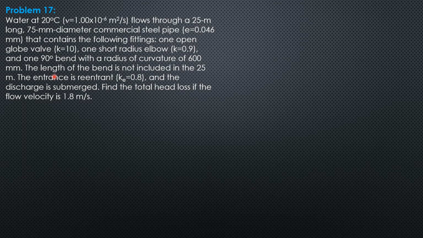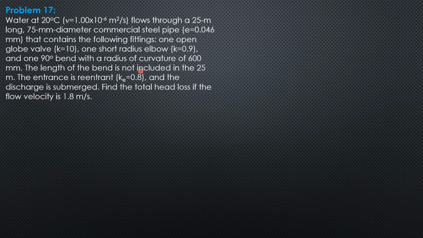The length of the bend is not included in the 25-meter length of pipe. The entrance is re-entrant with loss coefficient at entrance of 0.8. And remember this, for re-entrant, it may not be given in the succeeding problems, but if not given, assume 0.8. And the discharge is submerged. Find the total head loss if the velocity is 1.8 meters per second.